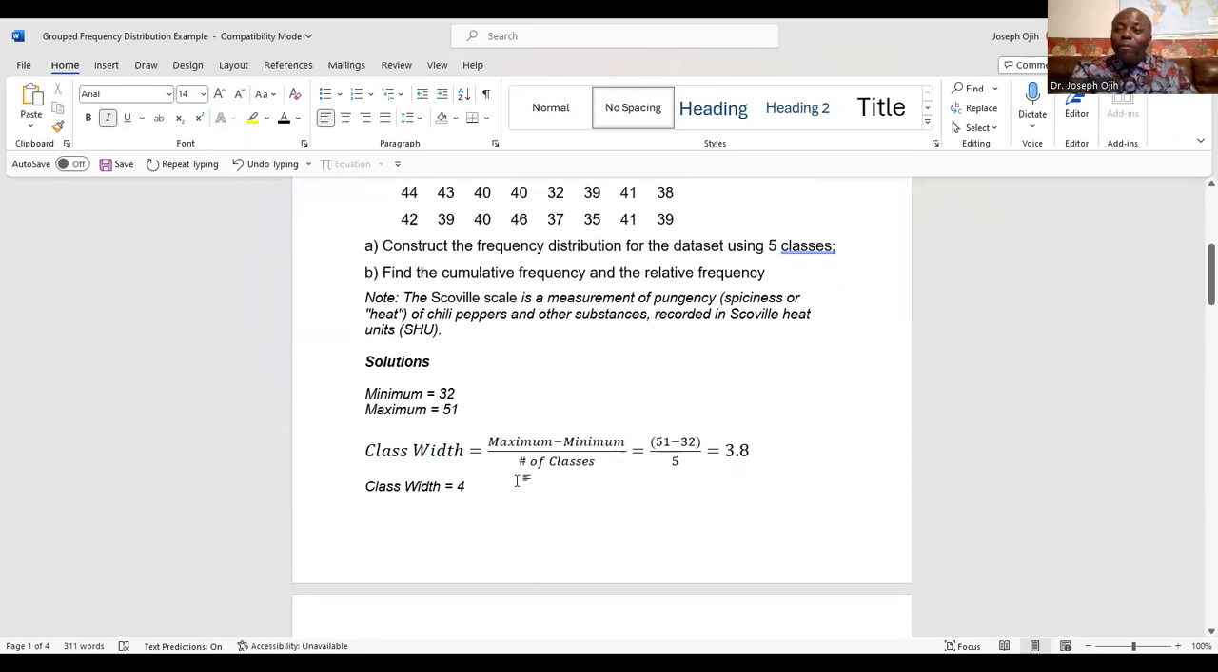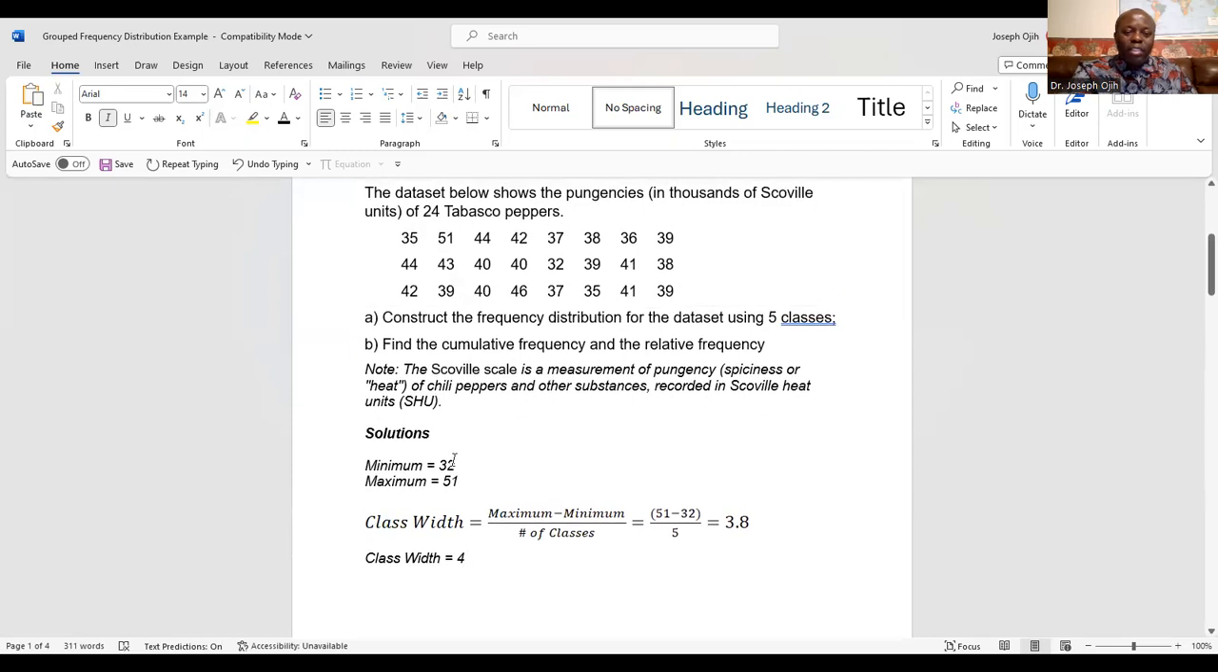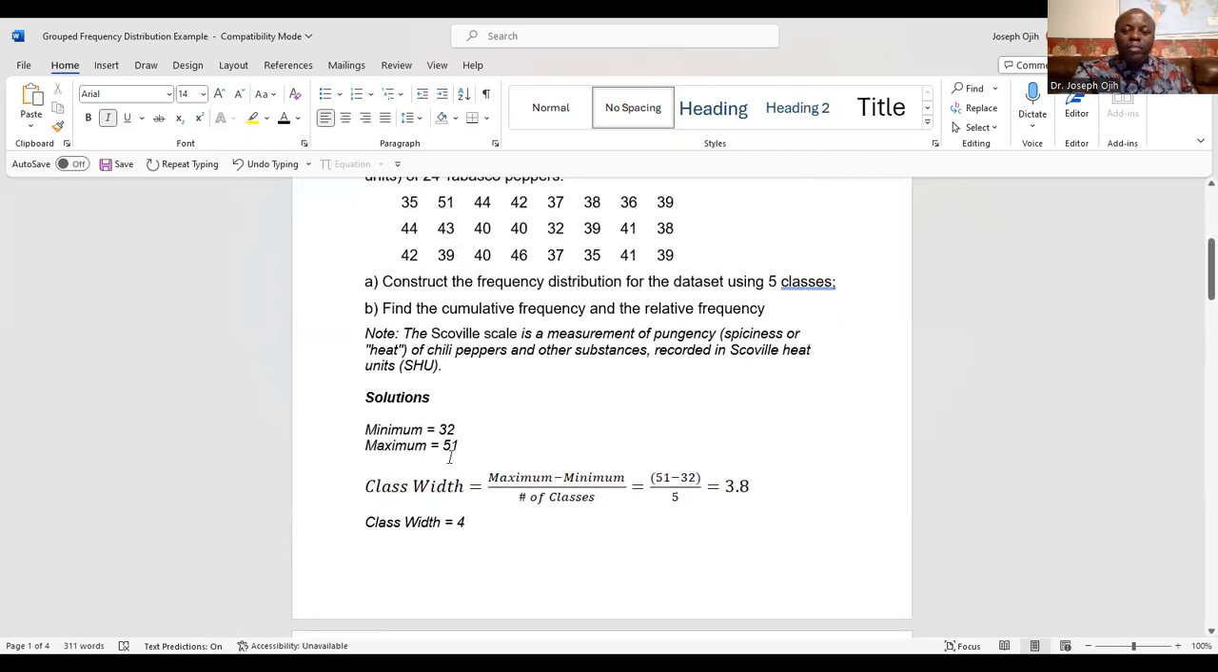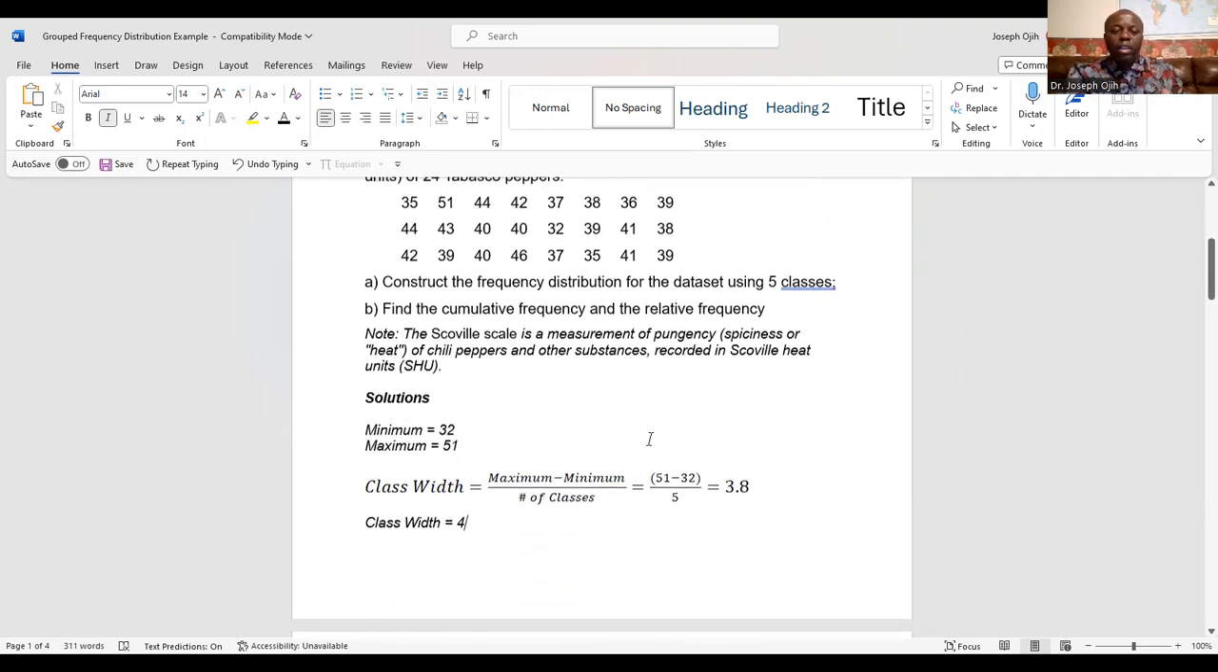Now, this is where the form begins. Okay? We have our class width. We know that our smallest number is 32. Our largest number is 51. Now, to start constructing the frequency distribution, we need the smallest number and the class width. Then we make our table. So we are looking for 3 things here: the class interval, then the frequency. With these two things, we can get our cumulative frequency and relative frequency. So let's start with the table.